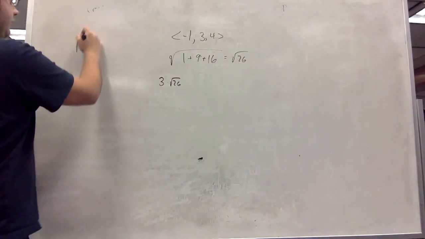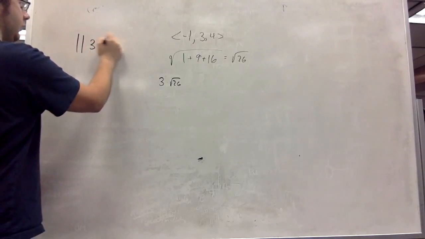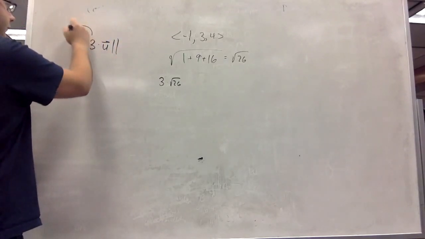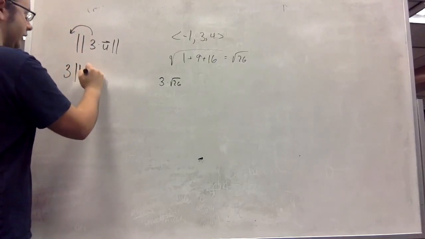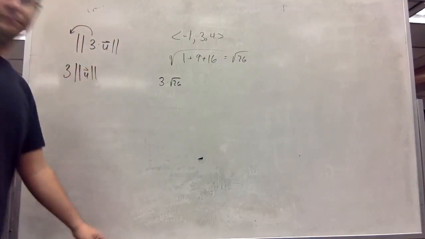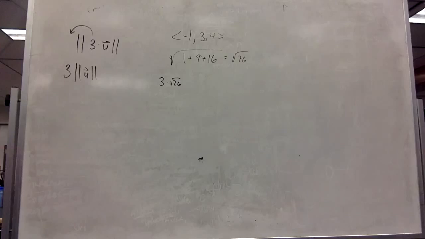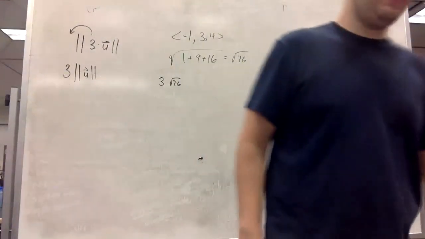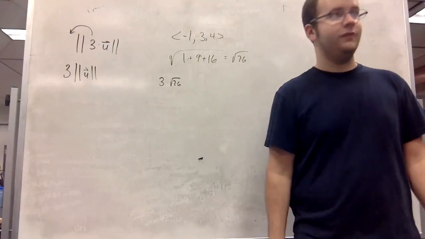This is the order presented, 3 times u. But what I did is I said, hey, it's a constant. That can come out. This is a rule you can use. You're allowed to pull a constant out. Cool? That's allowed. Okay. The next one was u vec plus v vec minus u vec minus v vec.